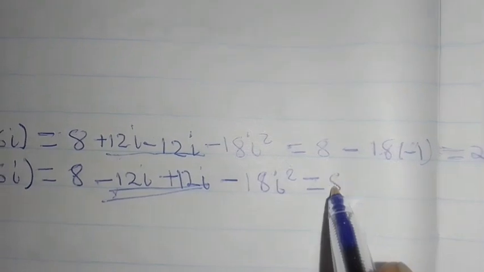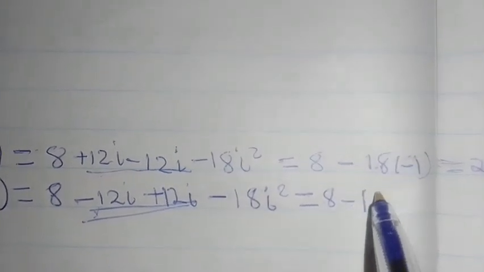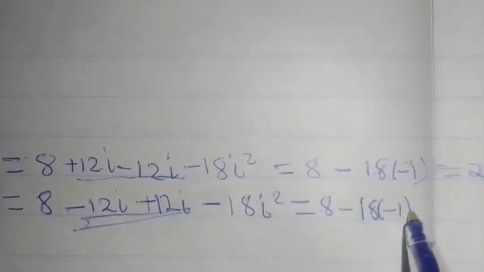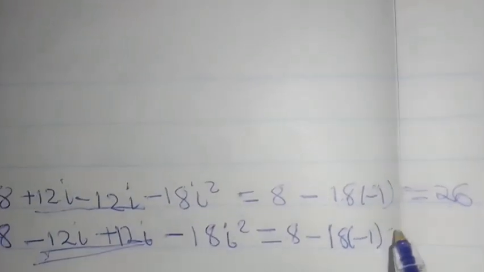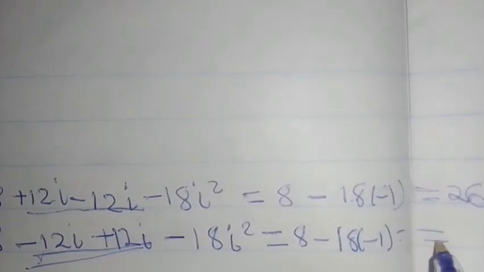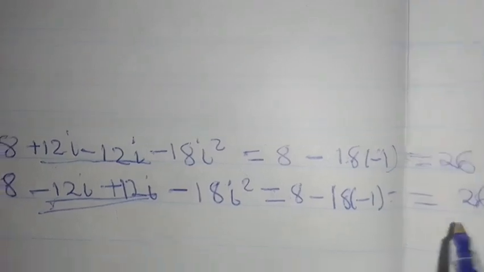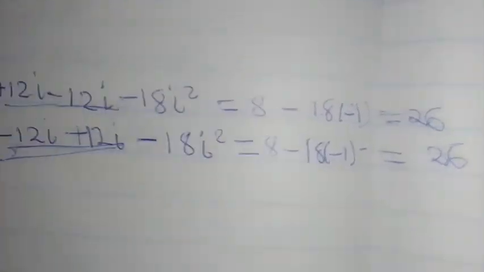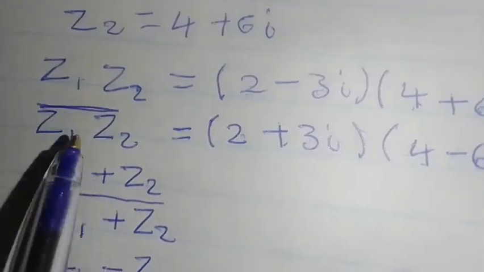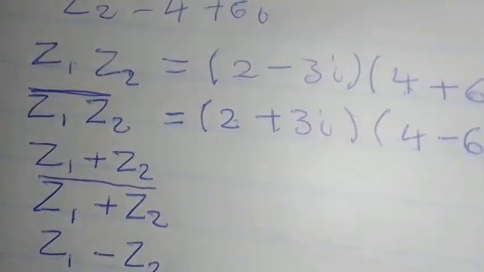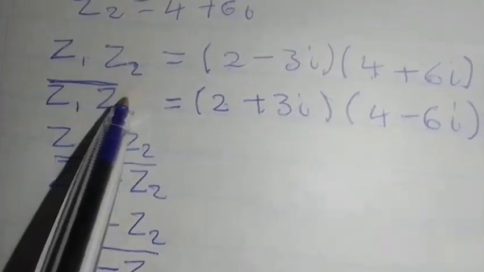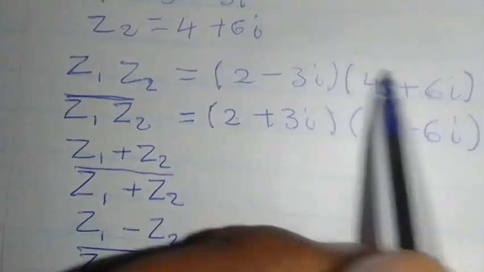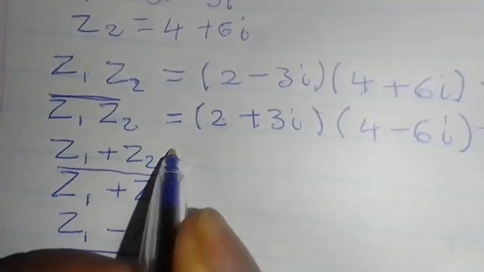Now, you'll have 8 minus 18, and my i squared is just going to be minus 1. Then even in this one, this will be equal to 26 as well. It's just a coincidence. Not always this and this. It's not always the case where they'll give you the same answer. So be careful. As long as you apply the correct methods, then you should be fine.